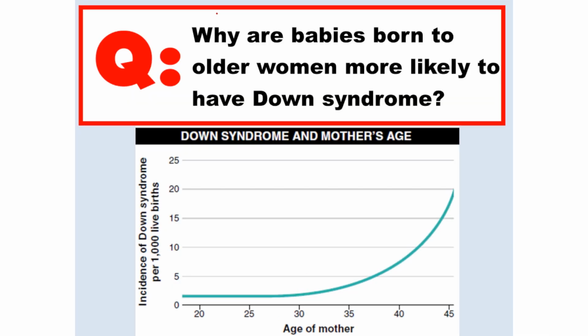So the question is, why is this? Why are babies born to older women more likely to have Down syndrome than babies born to younger women? Now think about this, how the mother is producing her eggs. Meiosis starts in the production of eggs very early in her life, but it doesn't complete until she's going to ovulate that egg, so much, much later in life. So think about maybe what could have happened there.